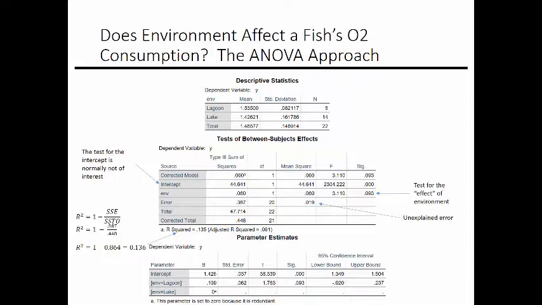We can come down further and look at the parameter estimates for this particular model, even though we know it's not significant. What we see is that the y-intercept is 1.4 and the effect of lagoon is 0.109. My intercept is 1.43, which happens to be the mean of the lake. And if I add on the 0.109, I end up with exactly the mean of the lagoon. So the 1.426 is the global piece that's shared across all groups, and the effect of being in the lagoon would be interpreted as the 0.109.